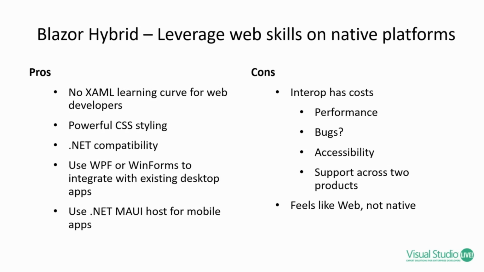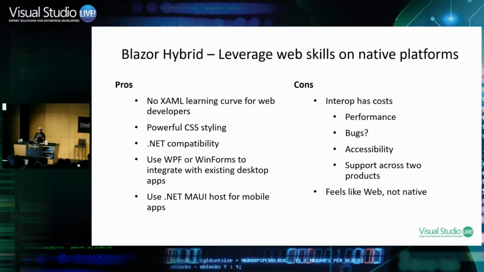So some of the cons, interop has its costs, performance, maybe bugs in the interop layer, maybe issues with accessibility. I've used WebView before and ran into issues trying to get events to fire in the place I wanted them to fire in the web app. Dealing with support across desktop and web products, so you have to worry about bugs in the desktop app and the web app. And it feels like a web app. You know, it's got that bouncy feel sometimes when you're doing web. You can kind of tell when you've got a PWA as compared to a native app.